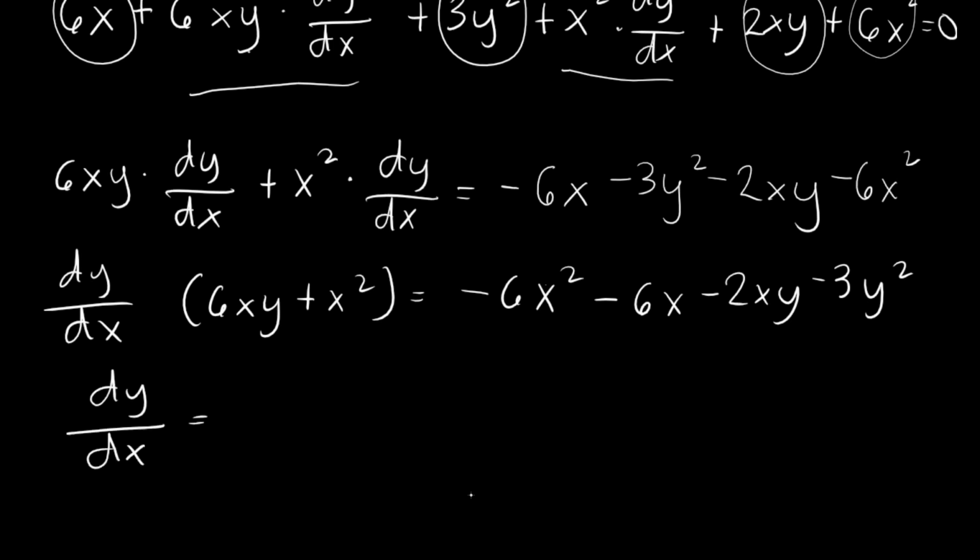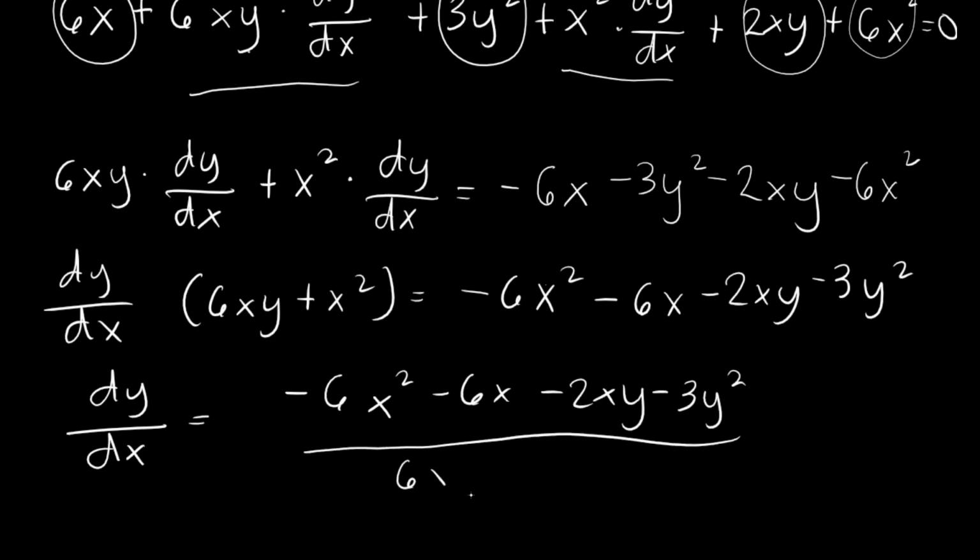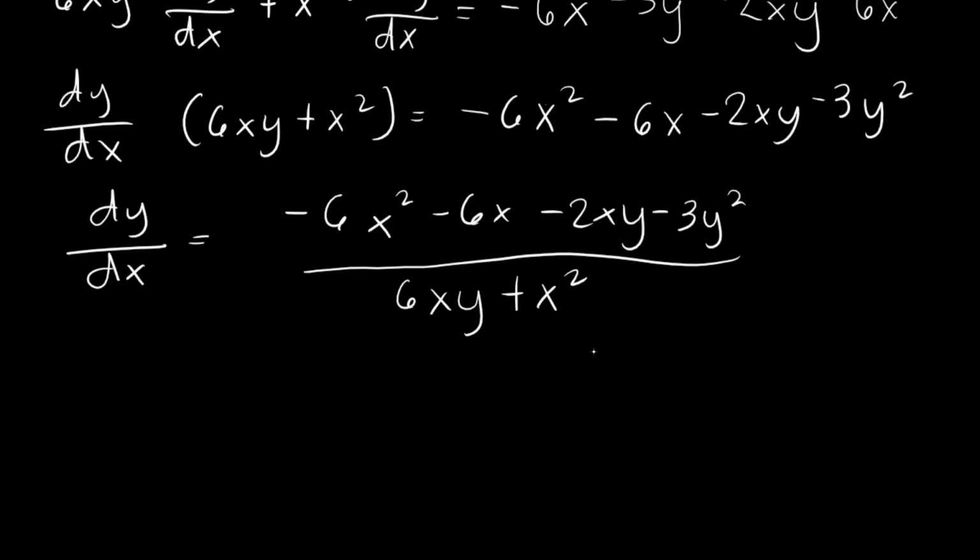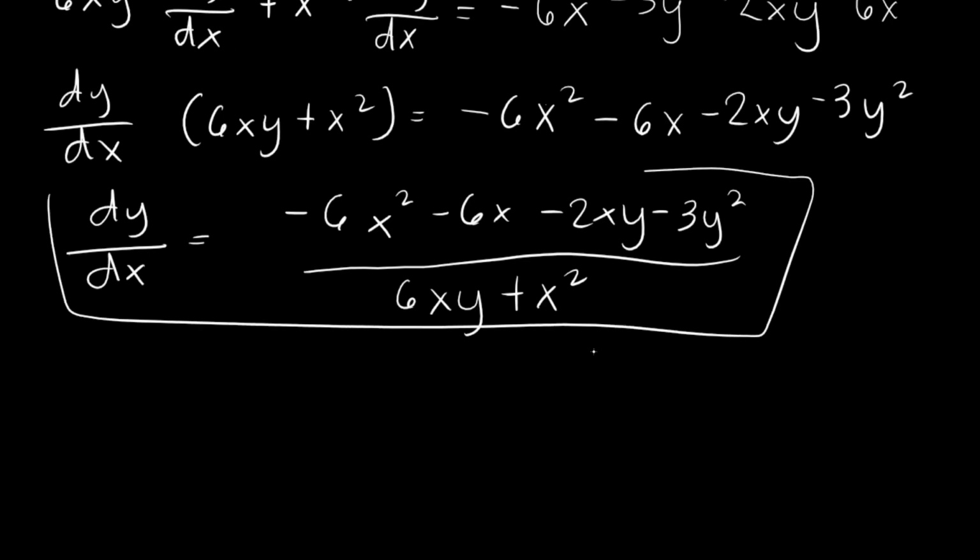So, i-divide mo na lang sila sa negative 6x squared minus 6x minus 2xy minus 3y squared all over 6xy plus x squared. This will be the answer. So, ito na yung answer mo. So, ganun lang po kadali mag-solve ng implicit differentiation.